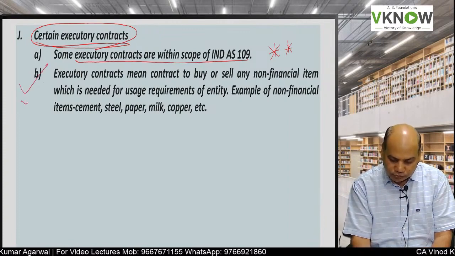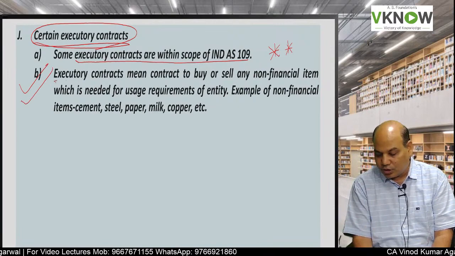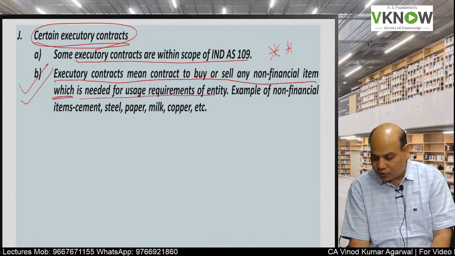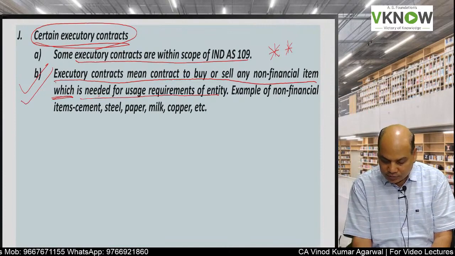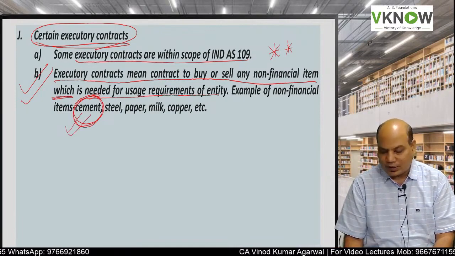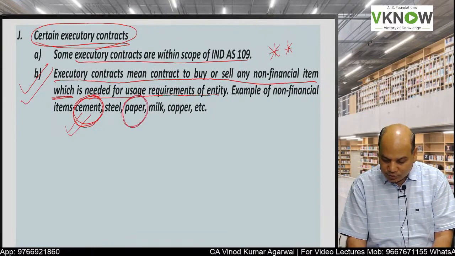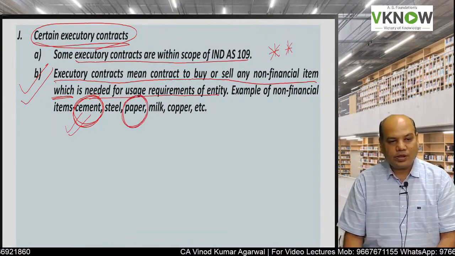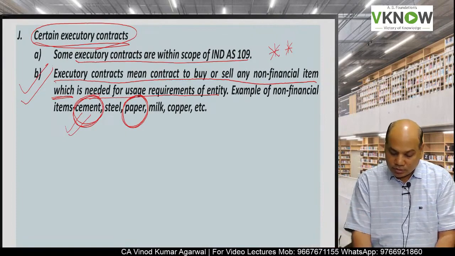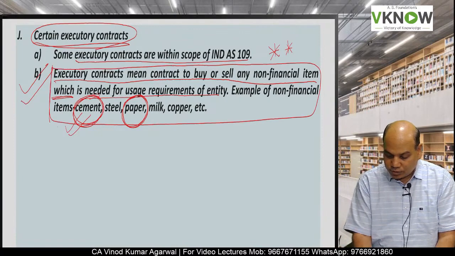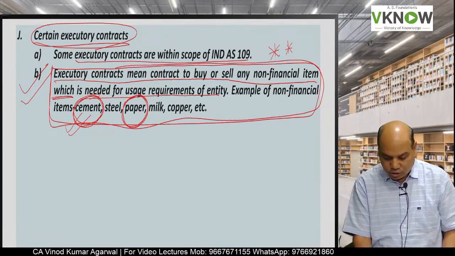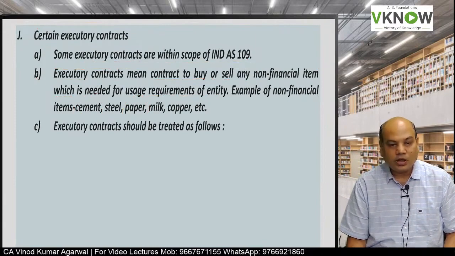Likely question from executory contract. Executory contract means a contract to buy or sell any non-financial item which is needed for the usage requirement of the entity. For example, a company which requires cement may enter into a future contract, forward contract to buy cement. A company which is, suppose, printing books, may enter into a future or forward contract to purchase paper. So these are executory contracts. A contract entered today which will be executed in future, whether this will be covered within the scope of this standard or not, please reply whether this will be covered by the standard or not.